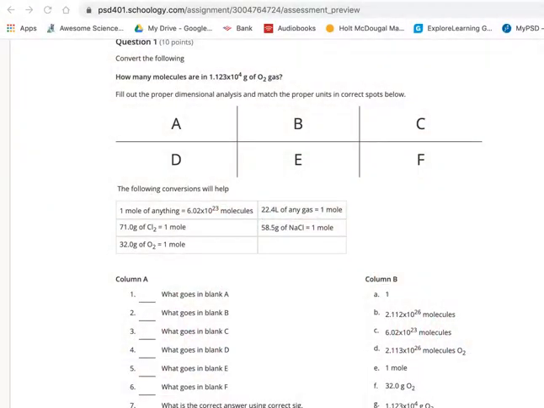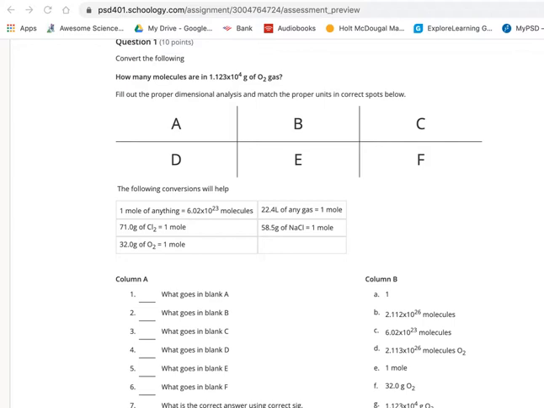Now, one of the things that's really important is that you identify the starting point and the finish point. The start point is always a little bit harder than the end point. The end point is the question, so it'll say how many, how much. That always points to what you put on the last spot right there. So let's go back to the question. It says how many molecules, so molecules is my endpoint.